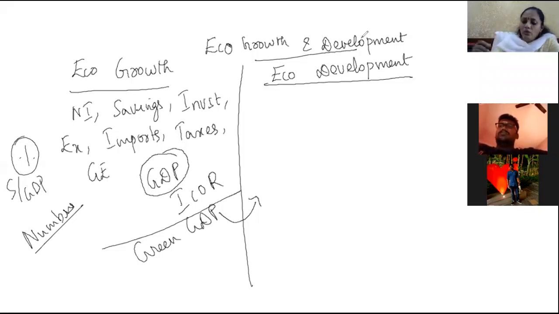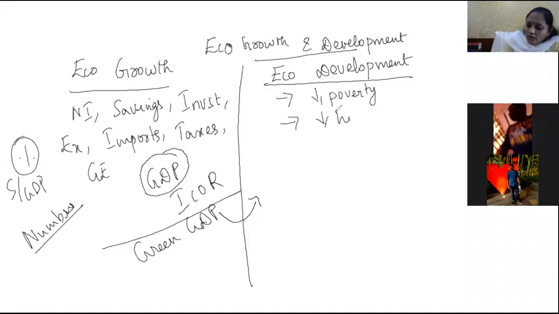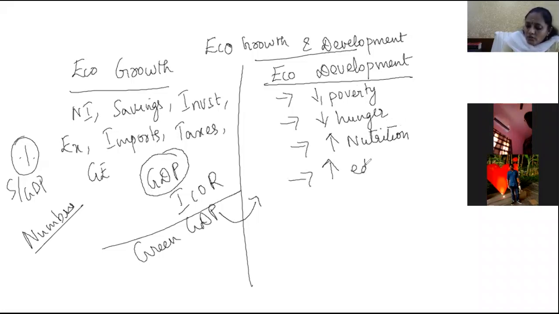So now we are going to see whether India has actually done all these things. What all these things? Reducing poverty, reducing hunger, improving nutrition, increasing education and literacy rate, improving the health.